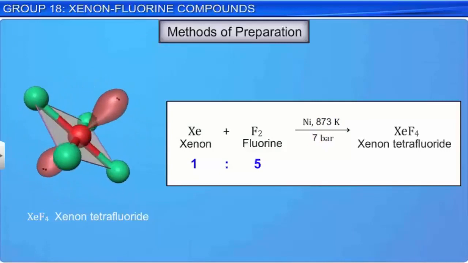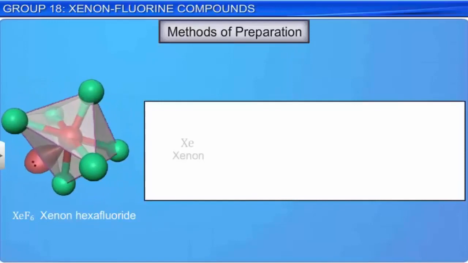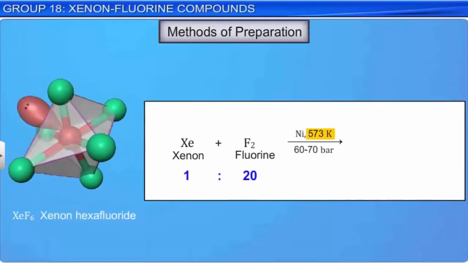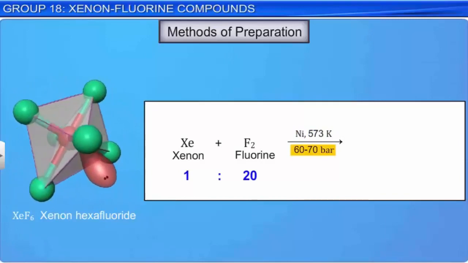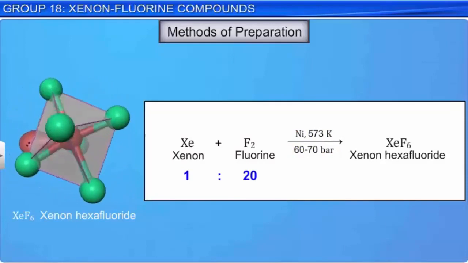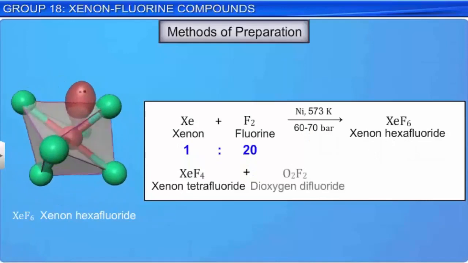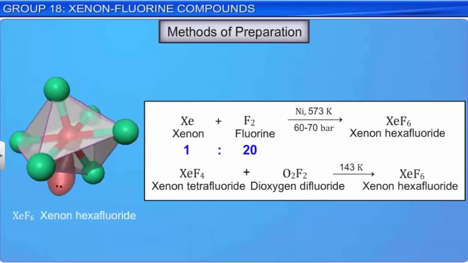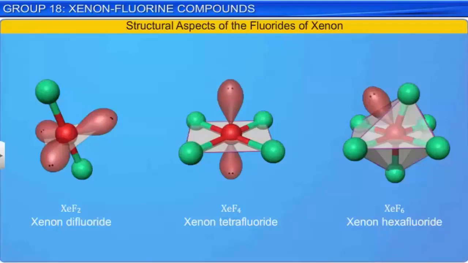Xenon hexafluoride is obtained when a mixture of xenon and fluorine in the ratio 1:20 is heated at 573 Kelvin in a sealed nickel vessel at 60 to 70 bar pressure. Xenon hexafluoride can also be obtained by the reaction of xenon tetrafluoride and dioxygen difluoride at 143 Kelvin. Let us now take a quick look at the structural aspects of the fluorides of xenon.